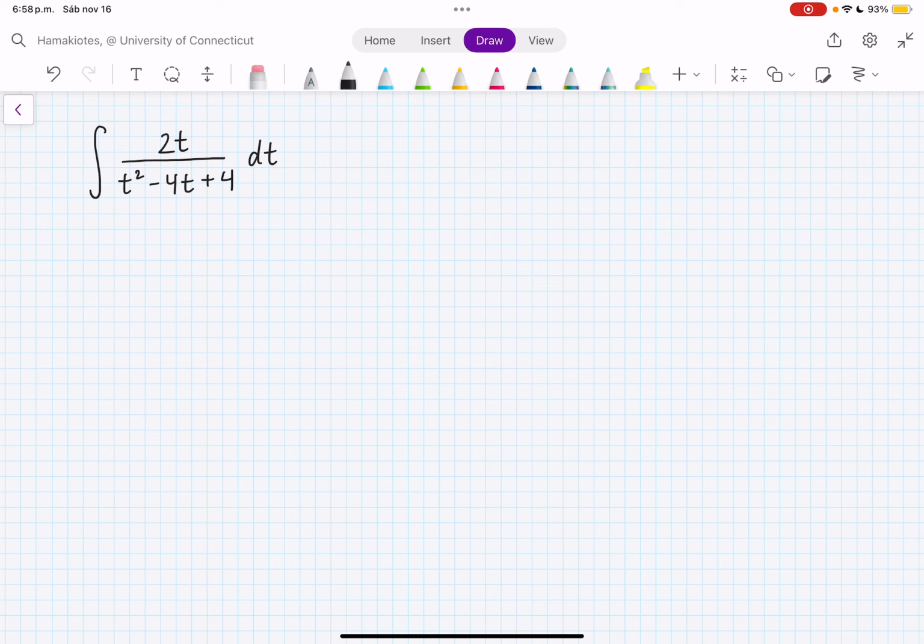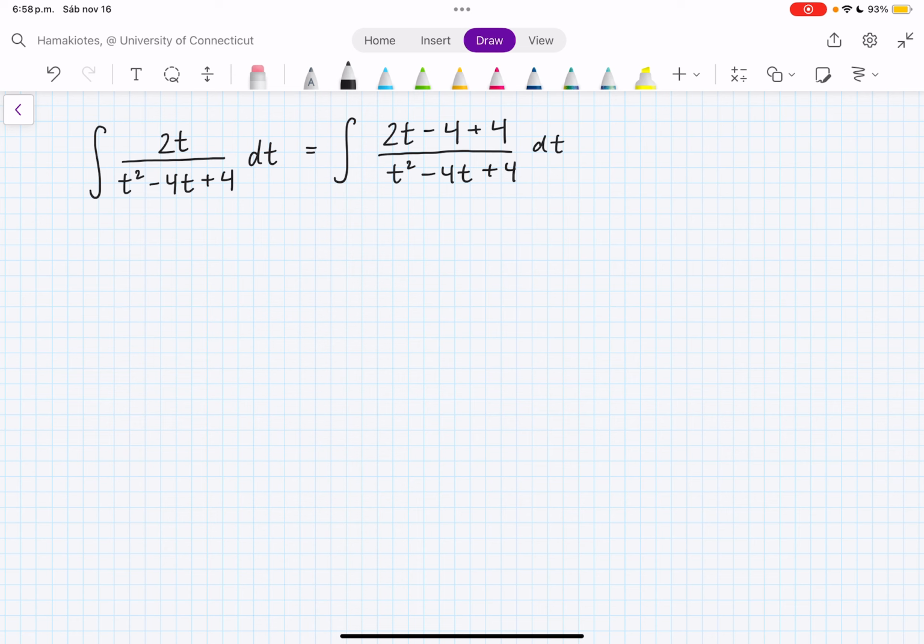But if I let u be t squared minus 4t plus 4, then du would be 2t minus 4 dt. So I have a 2t but not a minus 4. But I can rewrite this to kind of force that to be there. So I can rewrite this integral as 2t minus 4 plus 4. I haven't actually changed the value of anything because I'm subtracting 4 and adding it. Now I can keep everything else the same: t squared minus 4t plus 4 dt.